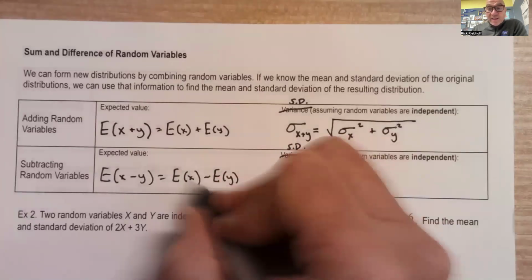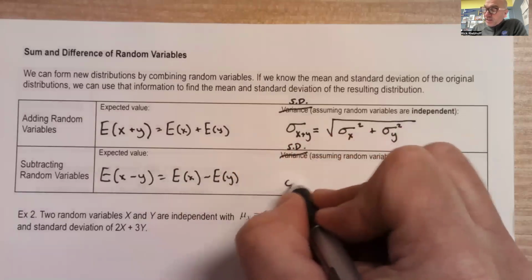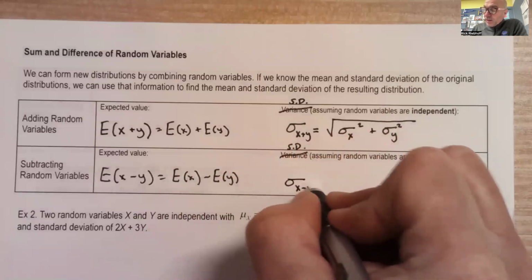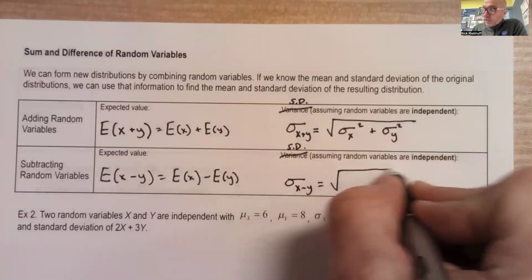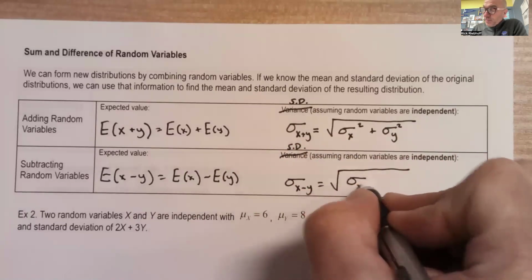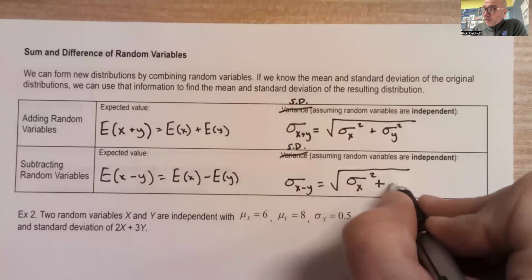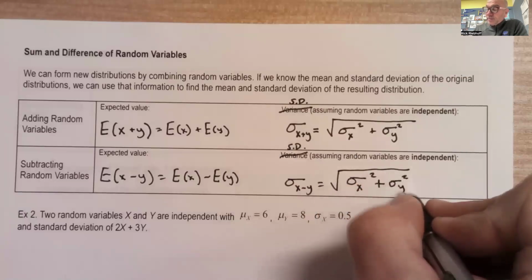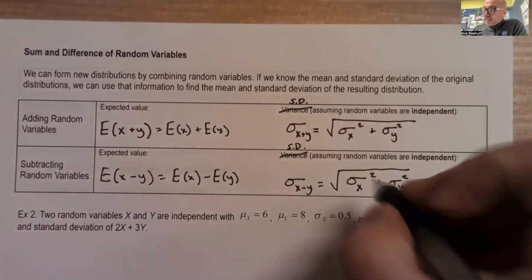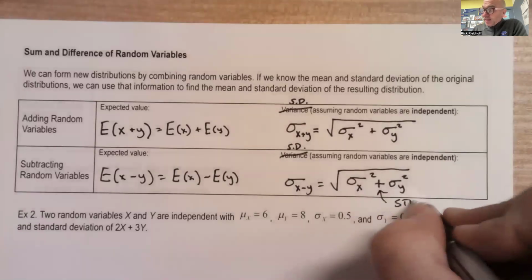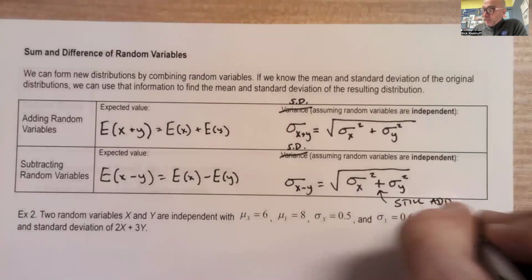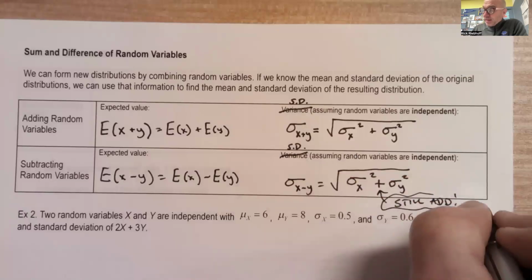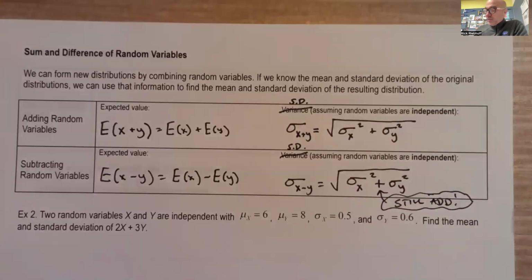If we're subtracting things, if I'm finding the difference, here's the crazy thing. Are you ready? The standard deviation of x minus y is equal to, see if you notice anything. What do you notice? You're going to think I made a mistake, but I didn't. Do you see it? It's the same. We still add. There's a reason for this mathematically. The important thing is that we still add.